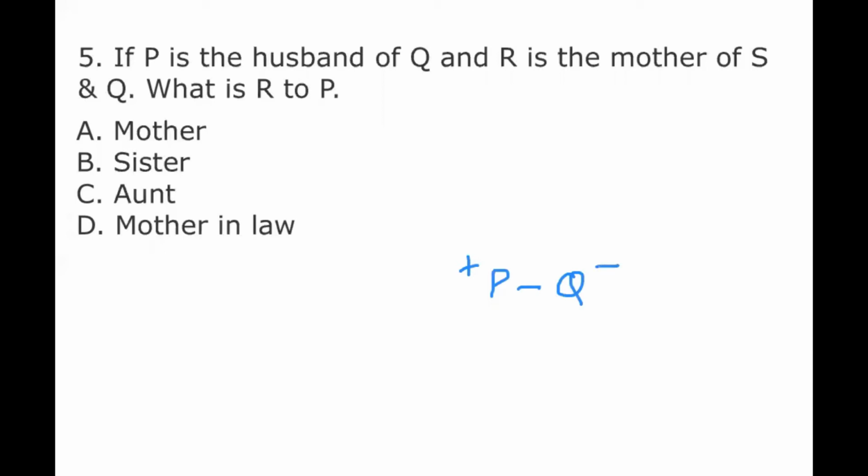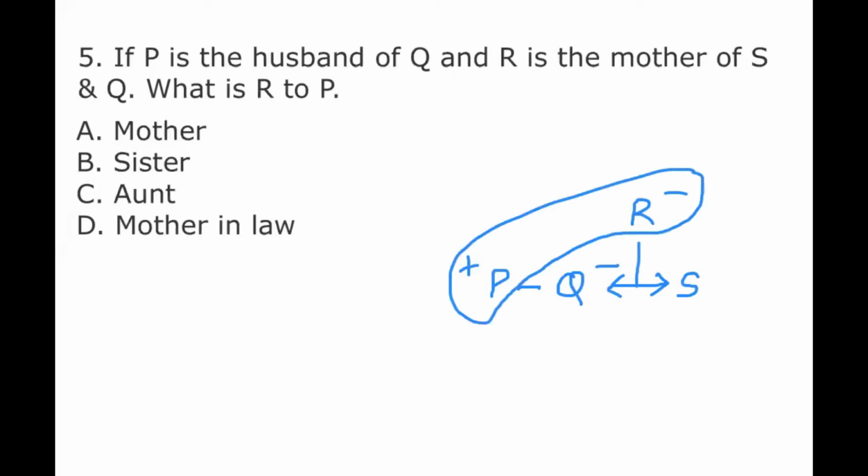Okay. Then, R is the mother of S and Q. That means S and Q are siblings, isn't it? R is mother of S and Q. What is R to P? R is nothing but the mother of P's wife. That means mother-in-law. R will be MIL of P. So my answer would be option D.